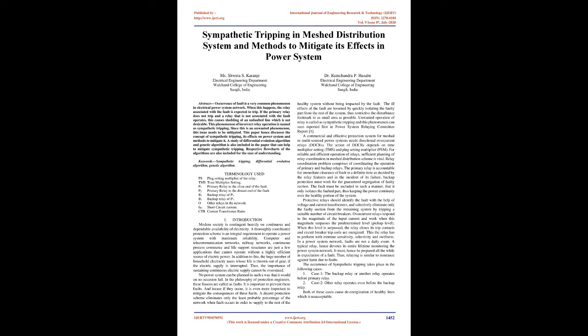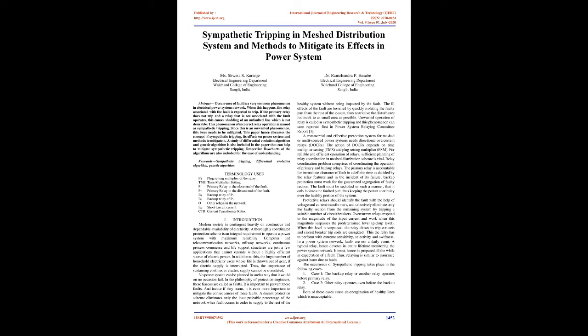India. Abstract: Occurrence of fault is a very common phenomenon in electrical power system network. When this happens, the relay associated with the fault is expected to trip. If the primary relay does not trip and a relay that is not associated with the fault operates, this causes shedding of an unfaulted line, which is not desirable. This phenomenon of incorrect relay operation is named sympathetic tripping. Since this is an unwanted phenomenon, this issue needs to be mitigated.